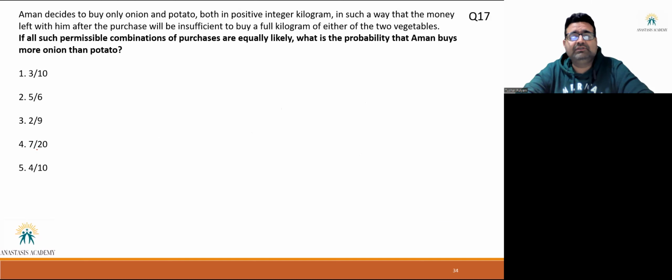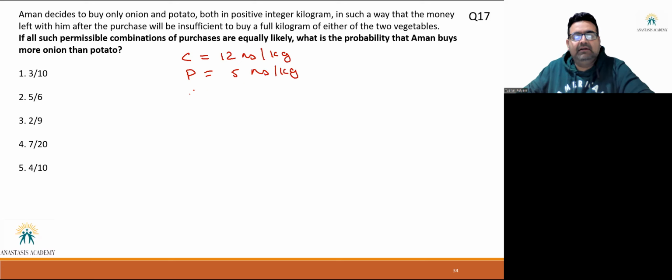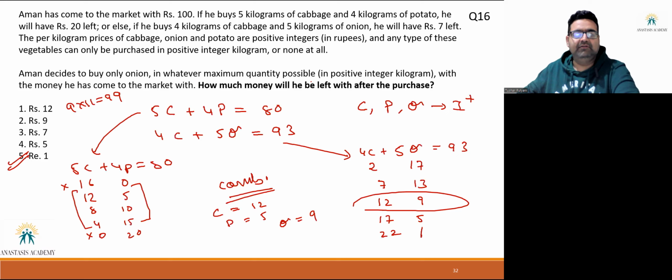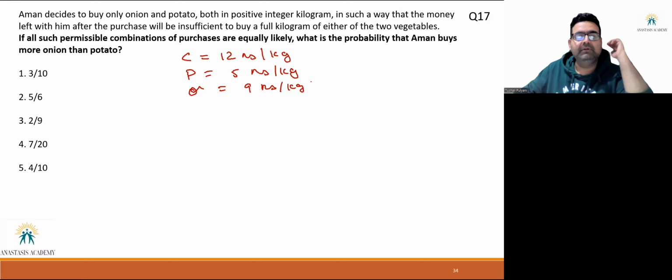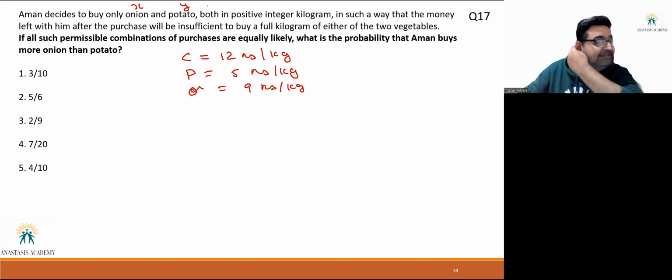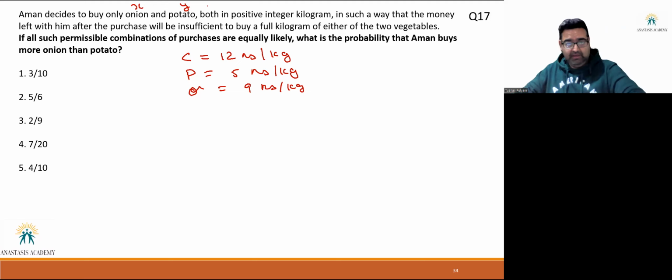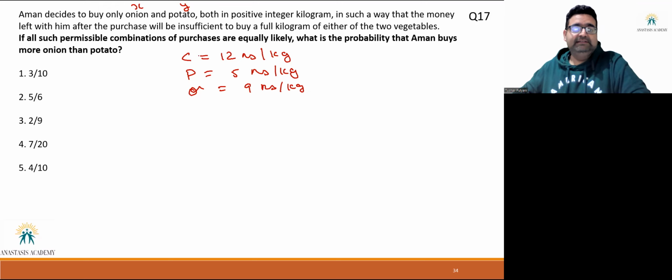There was an attached question, question 17. We already have the values from the first question: cabbage is 12 rupees per kg, potato is 5 rupees per kg and onion is 9 rupees per kg. So this data has already been calculated in the first problem. In the second problem, they say that he decides to buy only onion and potato. So let's say he buys X kgs of onion and Y kgs of potato. I'm not using C, P, O again because we already used those for rupees per kg. This time X and Y are in kgs.